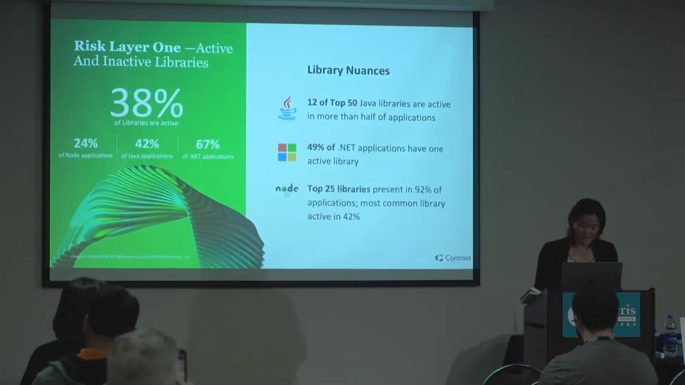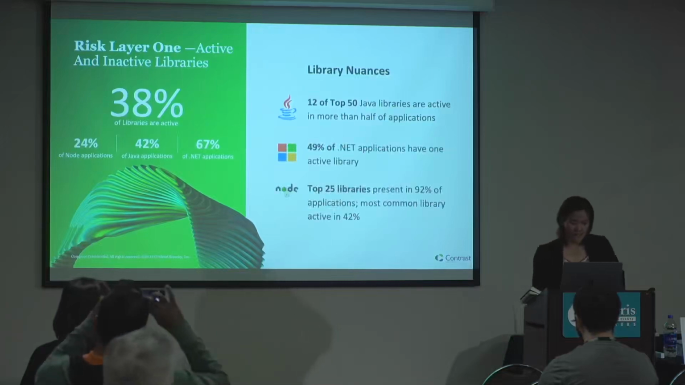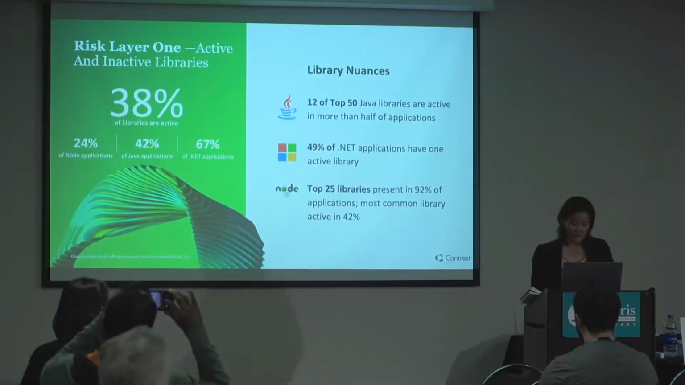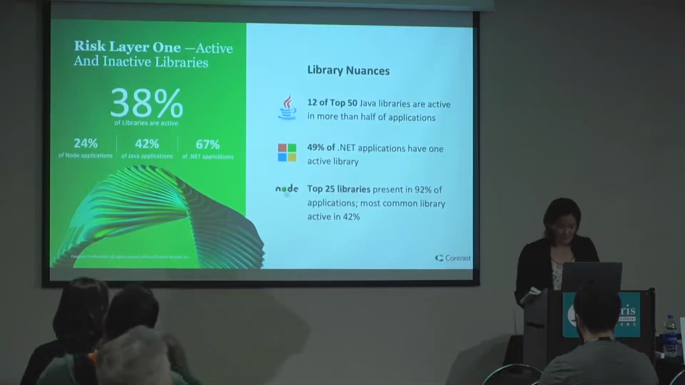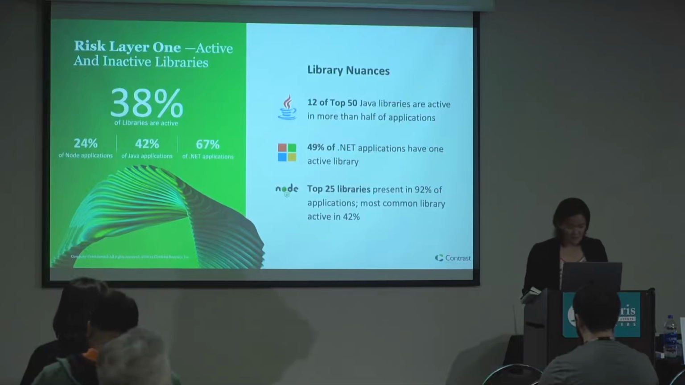49% of .NET applications have one active library, and in Node, the top 25 libraries are present in 92% of applications. All right, most common library active in 42%. Cool.